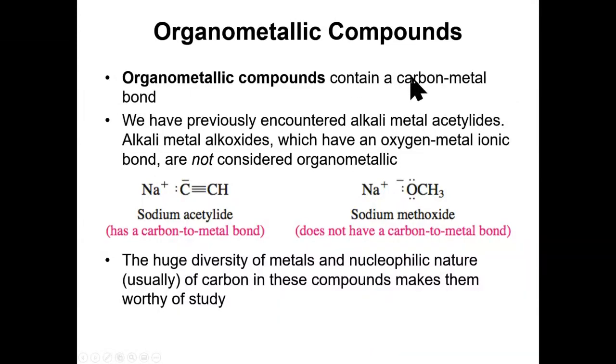So basically, organometallic compounds refer to those compounds that have at least one carbon-metal bond. For example, in organic one, we have seen this compound, the conjugate base of acetylene. We call it sodium acetylide. This compound actually is an organometallic compound because it has a sodium-carbon bond. Sodium is a metal.